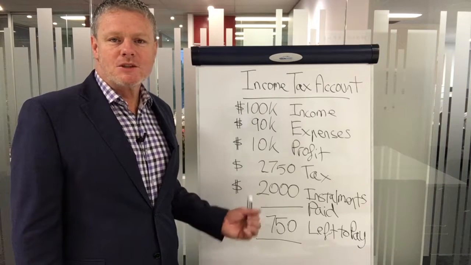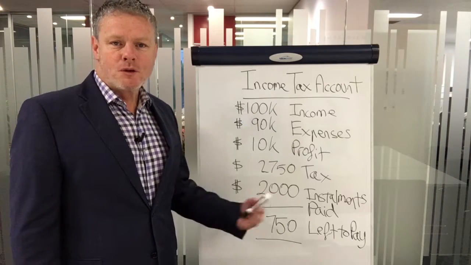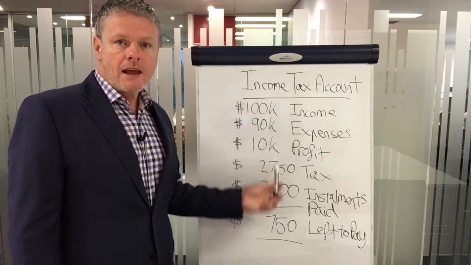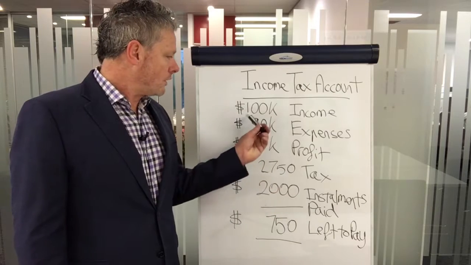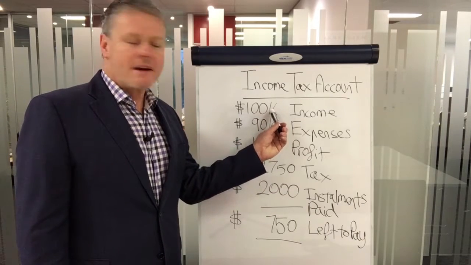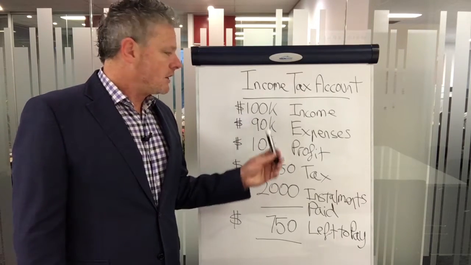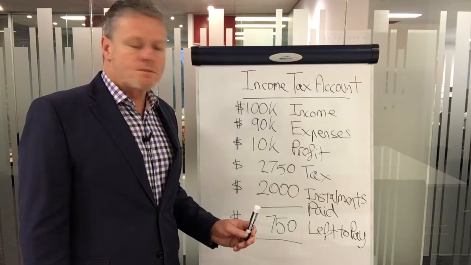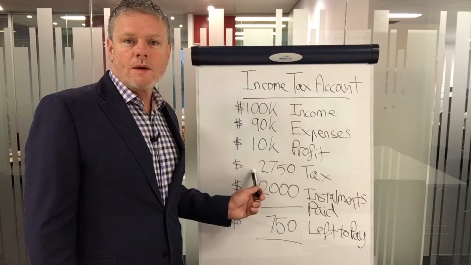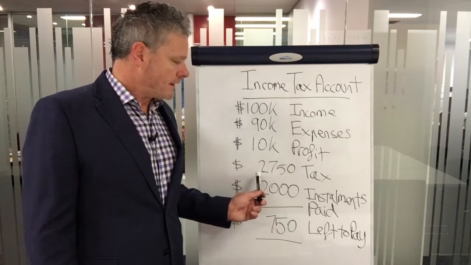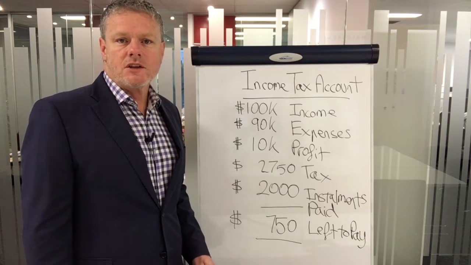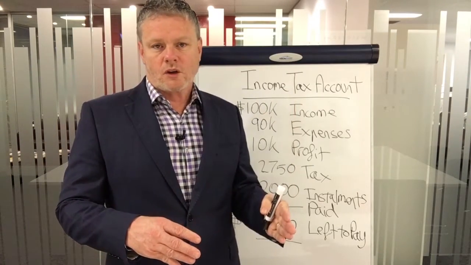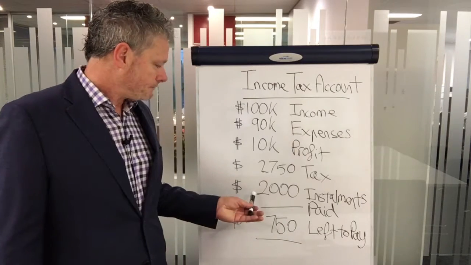So you're running the business through a trading trust and you're distributing out profit at the end of the year to a company beneficiary. This is an example of how it might look. Income of the corporate beneficiary is $100,000, you've got $90,000 of expenses, and you've got $10,000 profit here. Tax rate is 27.5%, so that's $2,750 tax assessed by the ATO on the profit and loss of that company beneficiary.